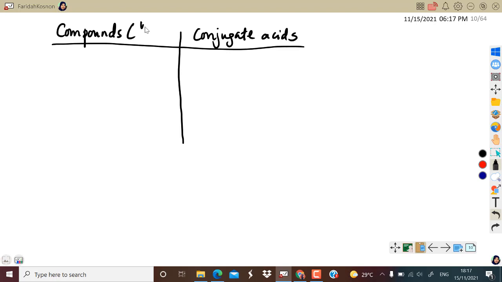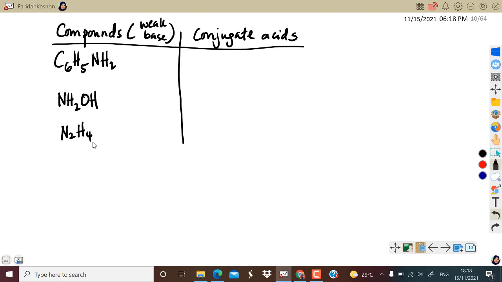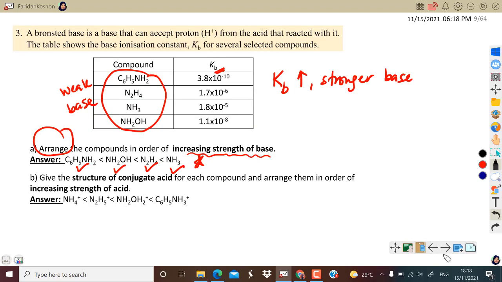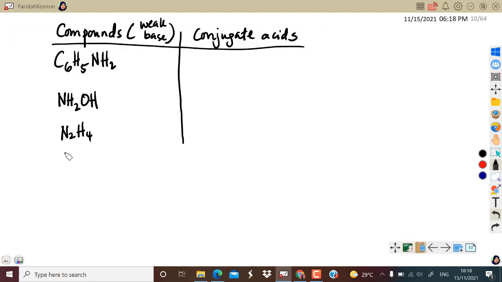So, yang ini adalah apa? Weak base lah kan? Okay. Apa tadi compound yang kita ada? We have C6H5NH2. We have NH2OH. And then we have N2H4. Betul ke? Okay, we have 4 compounds and we have ammonia.